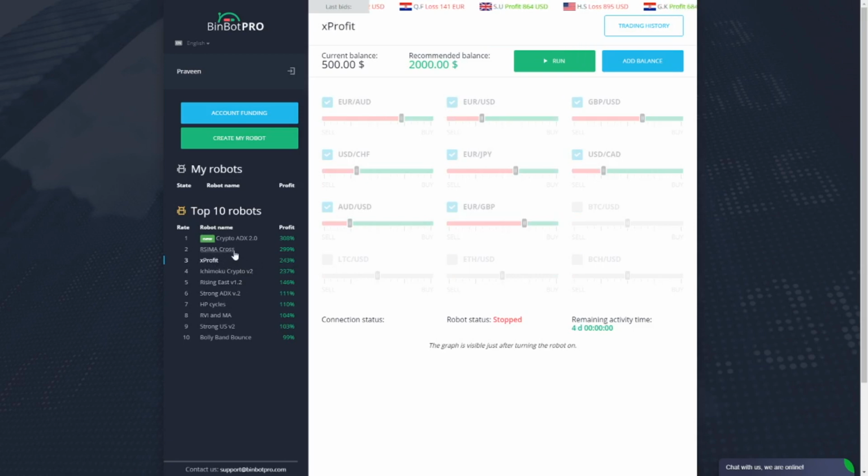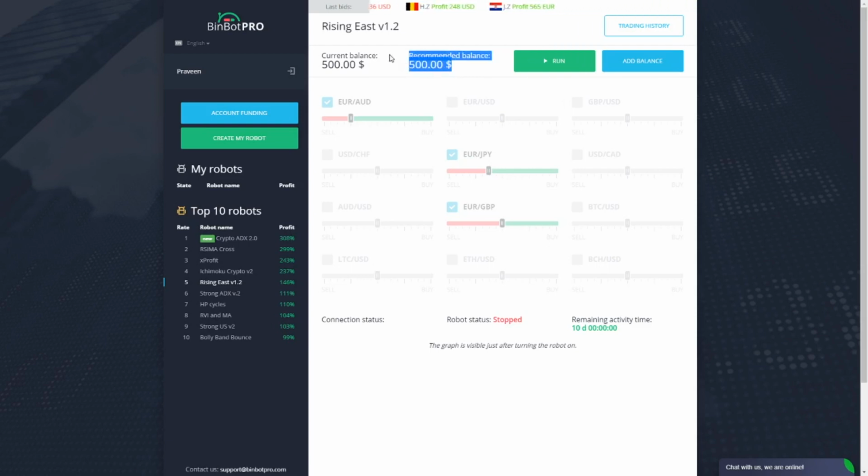Always Rising is the best for beginners, guys. This is one of the ones that I will highly recommend when it comes to DAX robot. So choose a robot which has a higher profit percentage, as well as the recommended balance aligned with your current balance. So I've chosen Always Rising, for example.